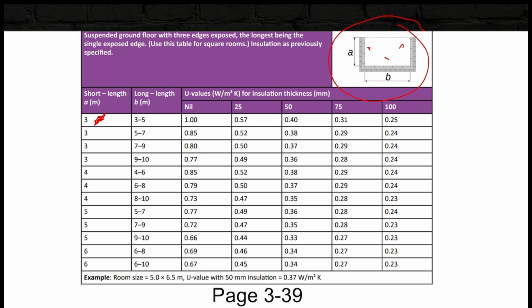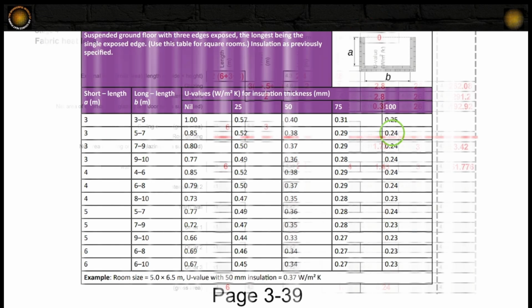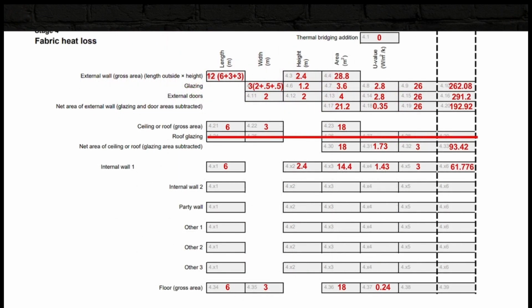Ours is 6. So we would then use row number 2. This time we are 5 to 7 meters, which is exactly what we want. And then it's all about the insulation thickness, and we've got 100 mil of insulation, so we are looking at a U value of 0.24 watts per meter squared per degree. And that goes in box 4.37.